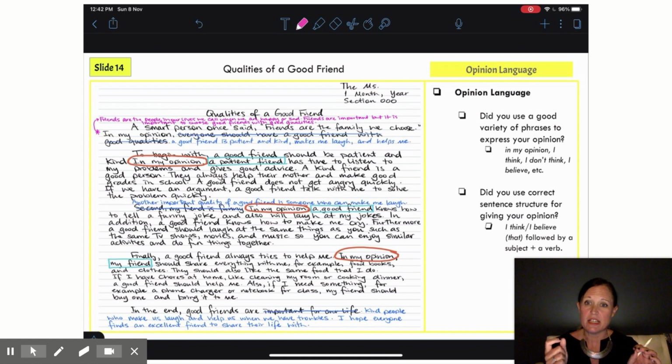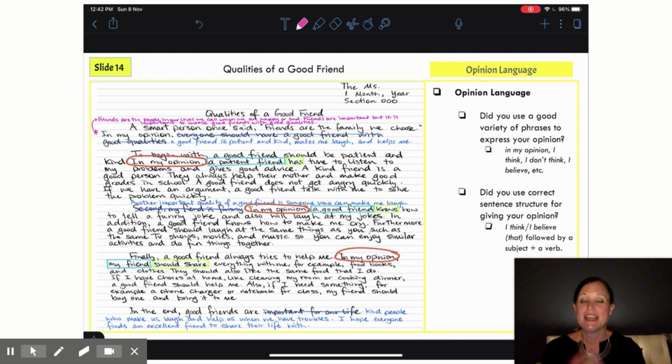So after each of these, yes, in my opinion, a patient friend. In my opinion, a good friend. In my opinion, my friend. So I have a subject. Let's see if I have a verb. Yes. In my opinion, a good friend has. Here we go. In my opinion, a good friend knows. There's my verb. And in my opinion, my friend should share. And there's a modal verb even. So yes, I did use correct sentence structure after each of those phrases.